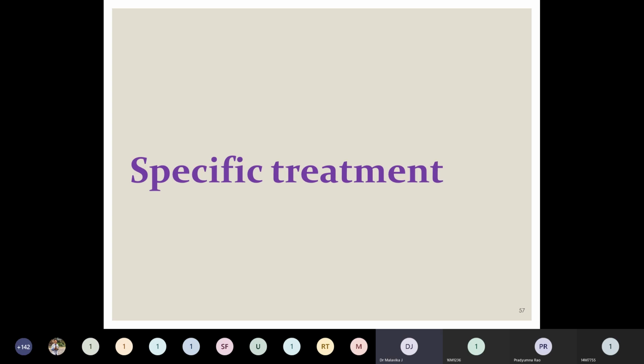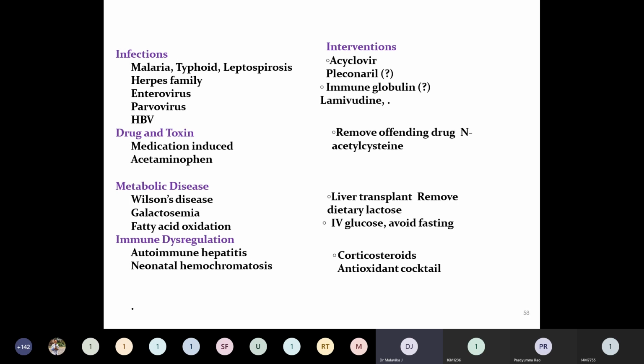So what is the specific treatment in these children? When you're suspecting any infectious causes like malaria, typhoid, leptospirosis, or herpes infection, or any other viral infection, the respective antibiotics or antivirals can be given. If you're suspecting any drug or toxin toxicity, then you need to remove the toxin metabolites for the liver to function normally. If it is acetaminophen toxicity, then N-acetylcysteine is an antidote.